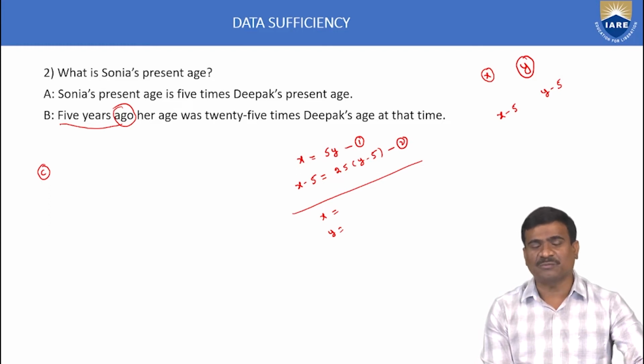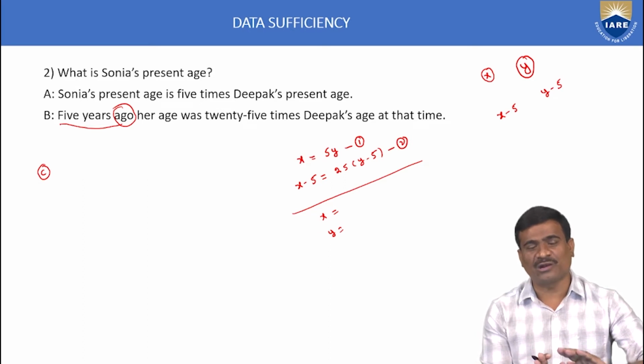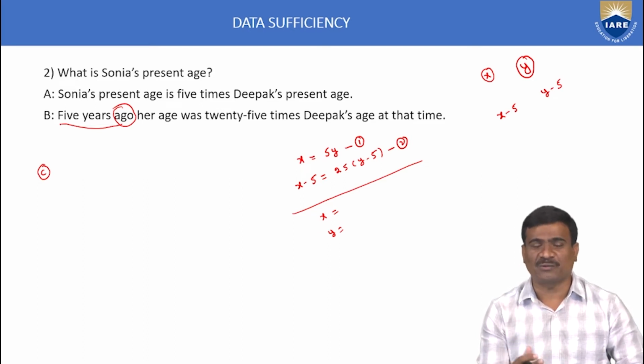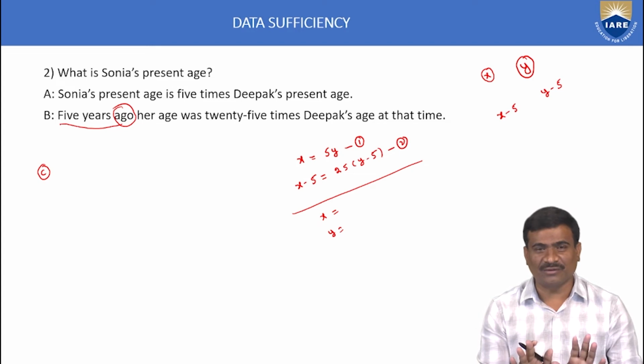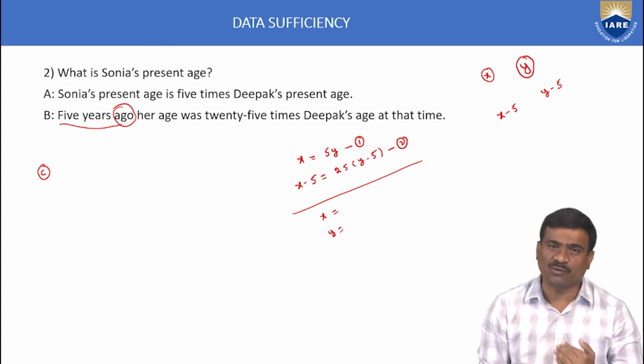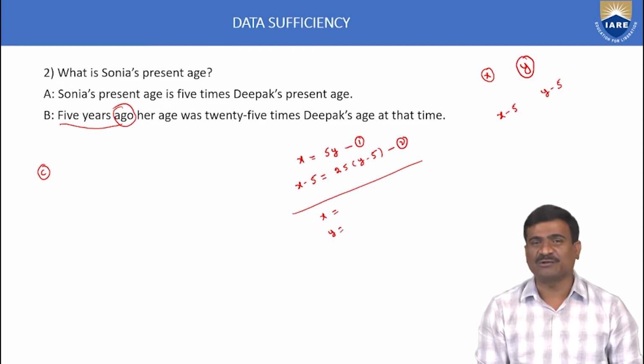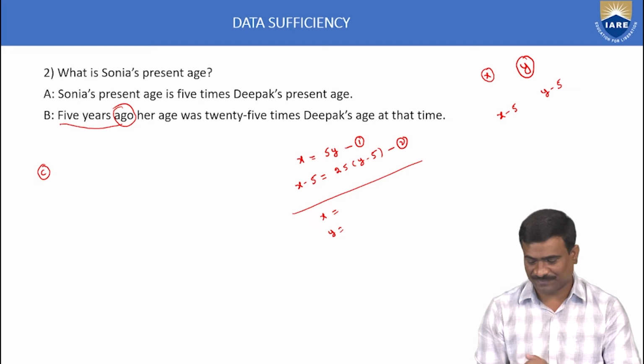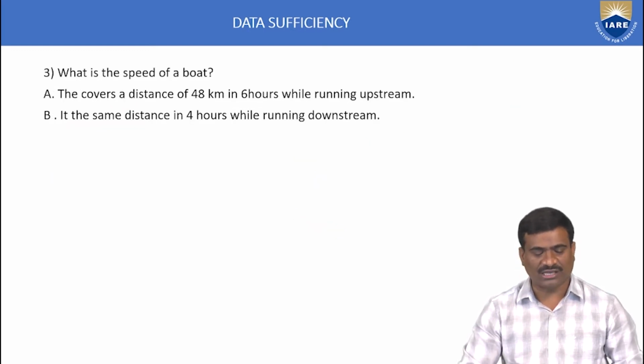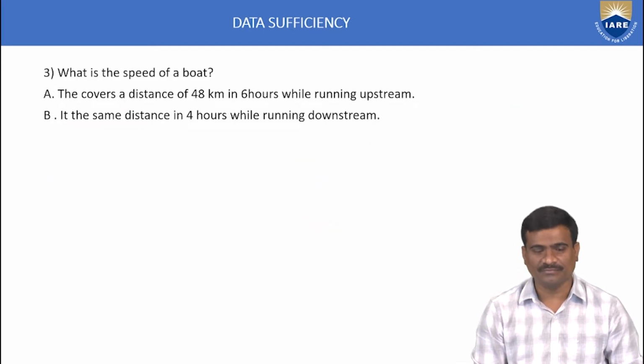Next, observe the problem. Two equations, two unknowns. We can calculate x and y, those variables are possible. Then Sonia's present age can be found from the two given statements. Then option C is the only correct one. This is about the second example method. Next, third example, number 3.